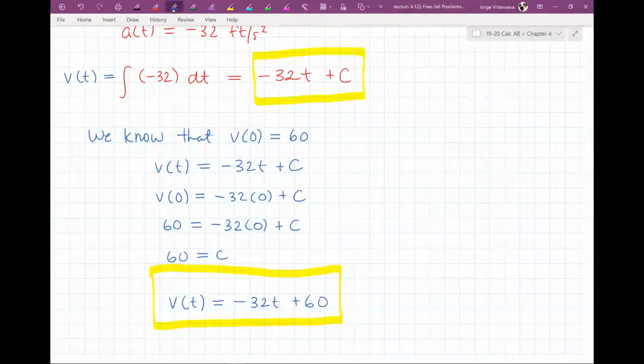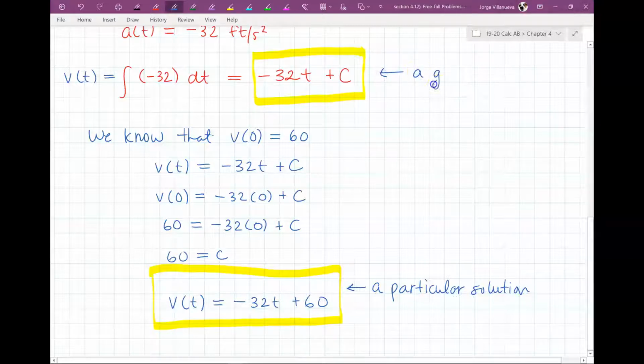Okay, so I'll write it down right here. This is a particular solution. Okay, this is just a general solution. Remember, the difference between general and particular is that one of them says plus c and the other one actually has a value. Okay, so we actually have figured out a specific velocity equation for this situation. That's why we call it a particular solution.